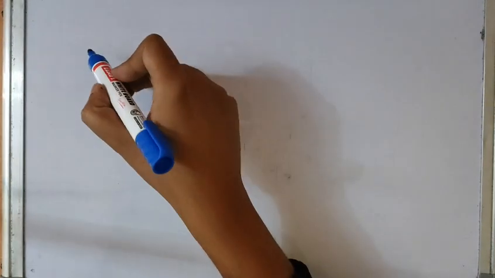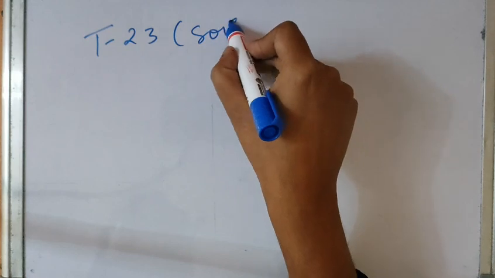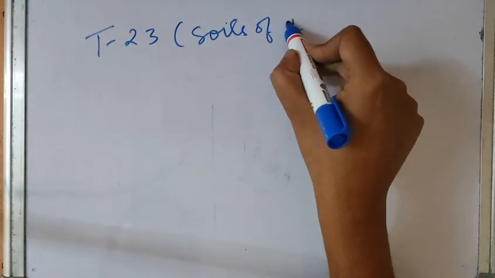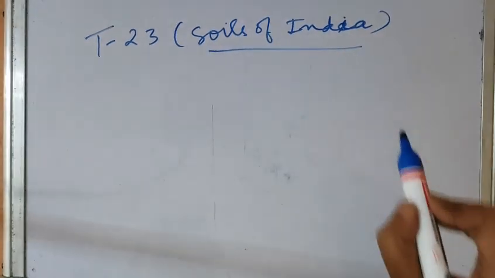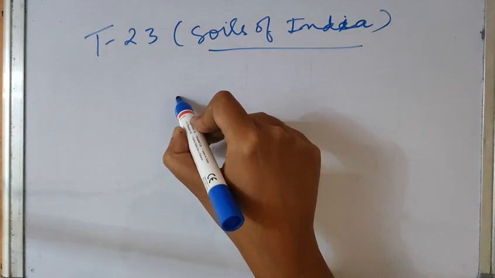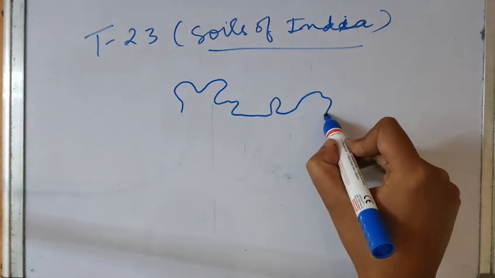So today we are going to discuss topic 23, that is soils of India, that is our country. So when you look into the map of India, the rough sketch of India.